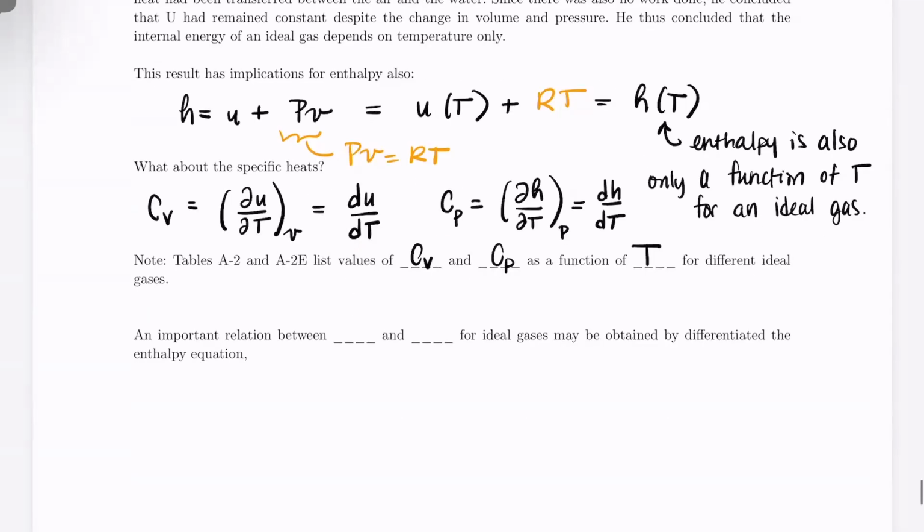All right. An important relationship between Cp and Cv for ideal gases may be obtained by differentiating the enthalpy equation. So if we have h is equal to u plus PV, or u plus RT. This second part is only for an ideal gas, of course.